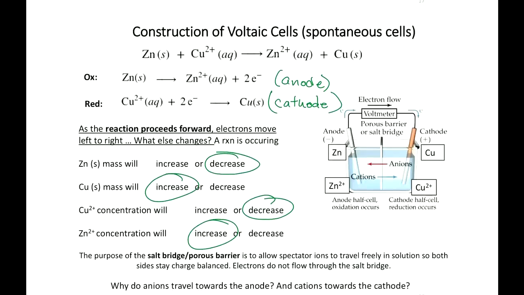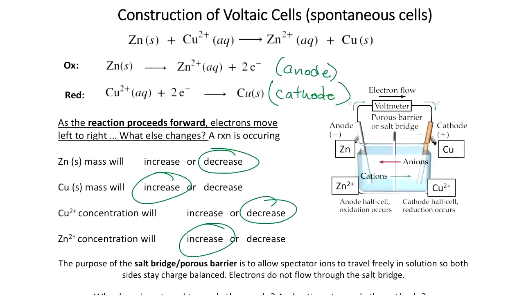All right, and so I mentioned before that, yes, when electrons move from left to right, you can think, oh, negative charge is moving from left to right. We are making more cations on one side. The copper 2+ concentration decreases while the zinc 2+ concentration increases. So what also happens as electrons move from left to right, as this reaction moves forward, is we generate positive charge on a certain part of this voltaic cell.